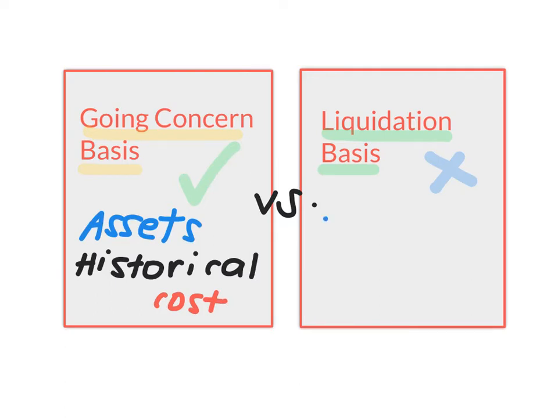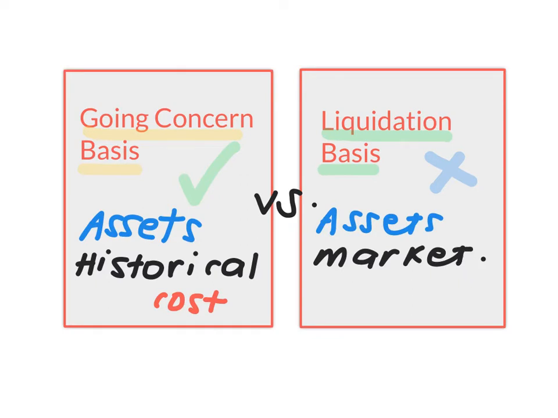Now, when it comes to the liquidation basis, remember this is the understanding that the business will not keep on operating, but will rather close down the business within the next 12 months. Under liquidation basis, the assets must be valued at market value, or fair value is the other word we use. And that means that we must record the value of the asset and how much it can be sold for now. How much we can sell the asset for in the market now.